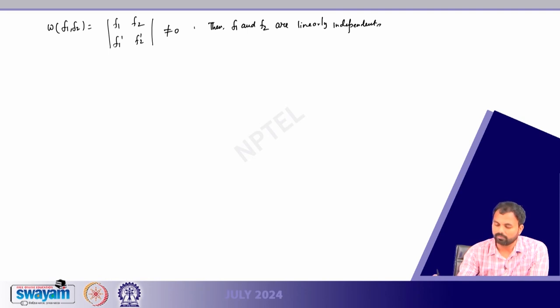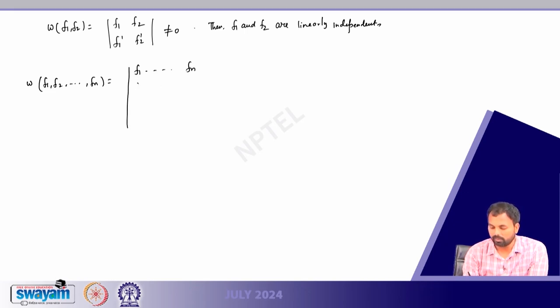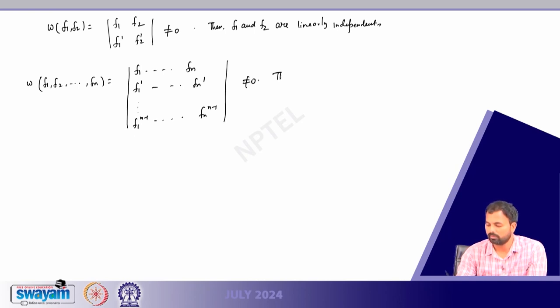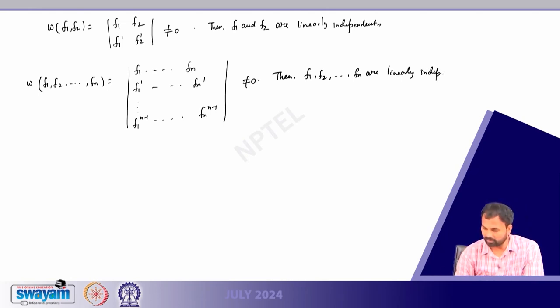So that means if you have n functions, in other words we write it like this, f1, f2, f3 up to fn. So here we will have f1, f2, f3 up to fn, then f1 dash, f2 dash, f3 dash up to fn dash. Similarly, it will keep on going, we will have f1 to the (n minus 1) up to fn to the (n minus 1). If this is non-zero, then in that case f1, f2, f3 up to fn are linearly independent, right. So this is again just a sufficient condition.